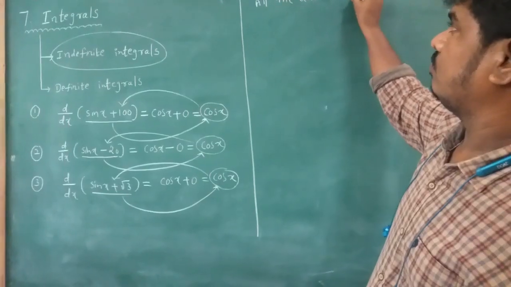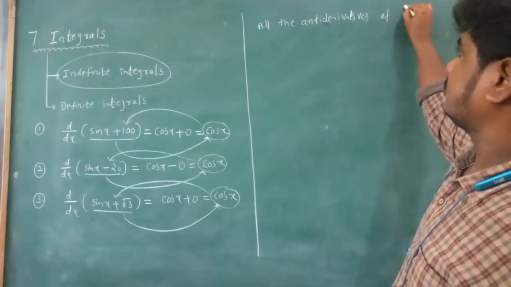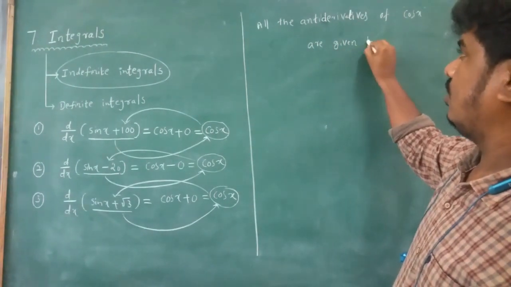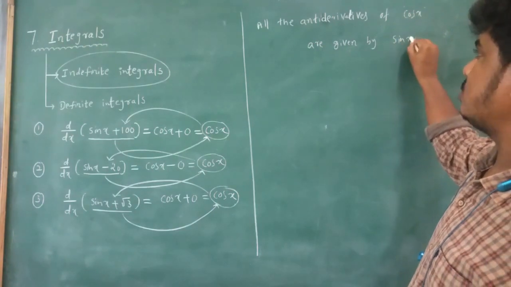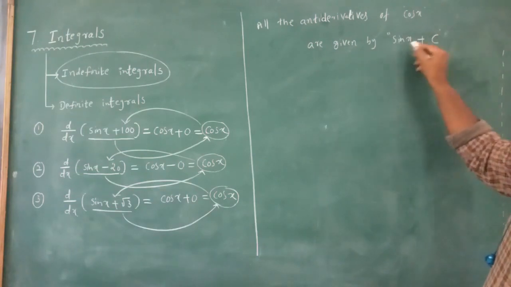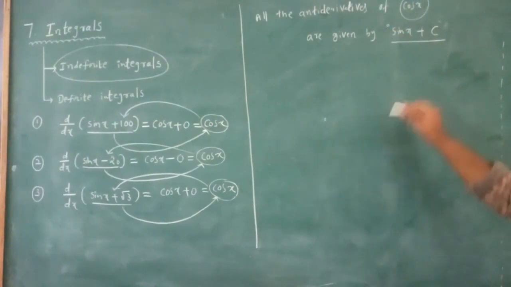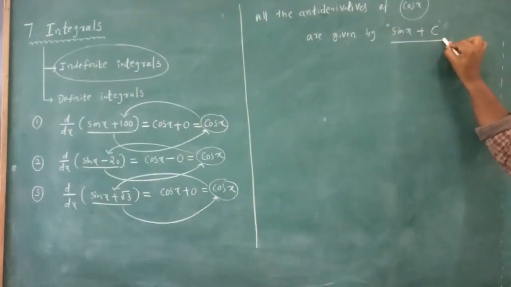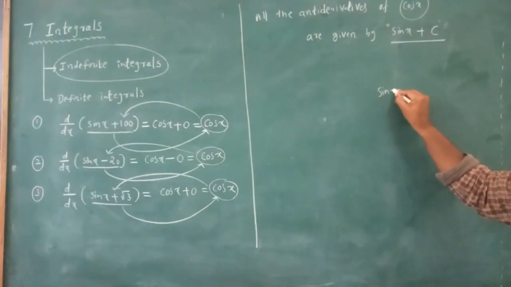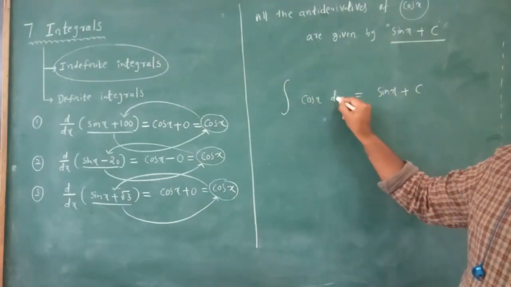Here all the antiderivatives of cos x are given by sin x plus c. This sin x plus c is said to be the indefinite integral of cos x. Sin x plus c is said to be the integral of cos x with respect to x.